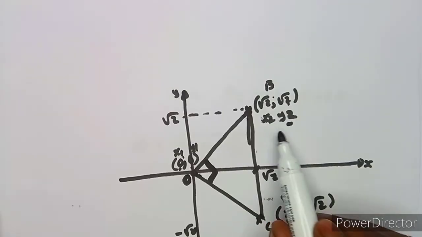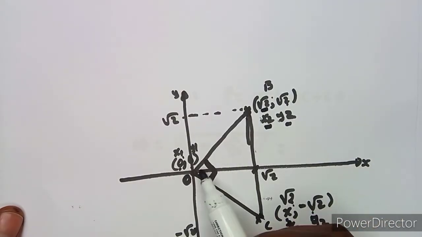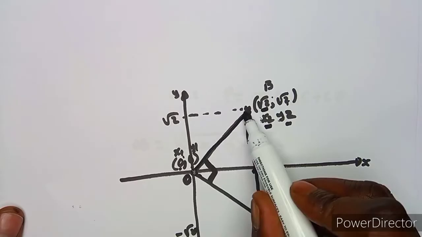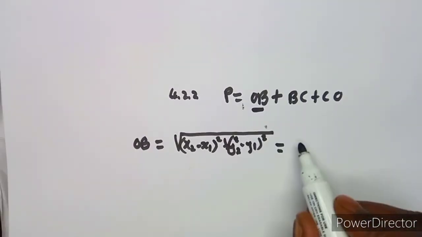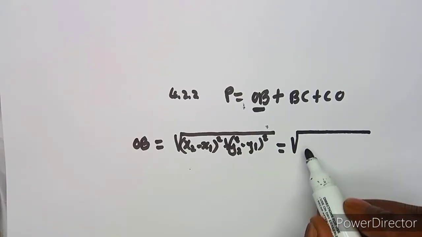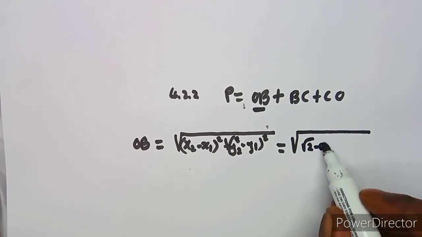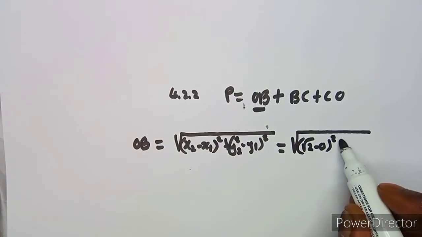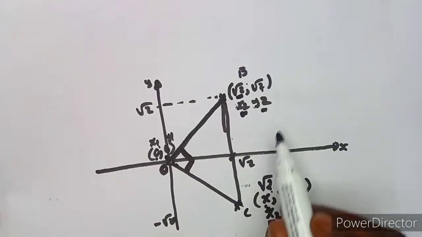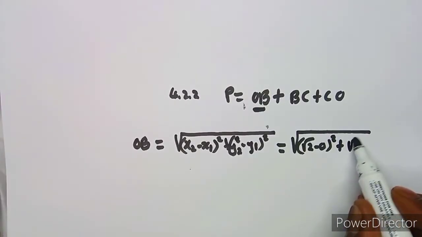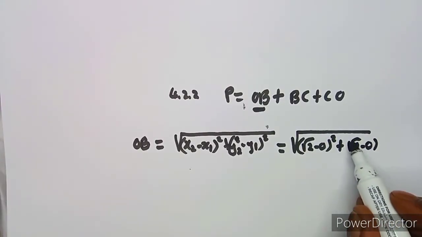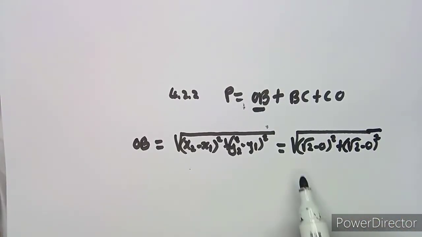Remember our OB, this was our x2, so it's the square root of 2 minus 0, because we are referring to this line OB. So it's going to be the square root of (2 minus 0) squared plus y2 minus y1, which is also the square root of 2 again, so it's the square root of 2 minus 0 squared.